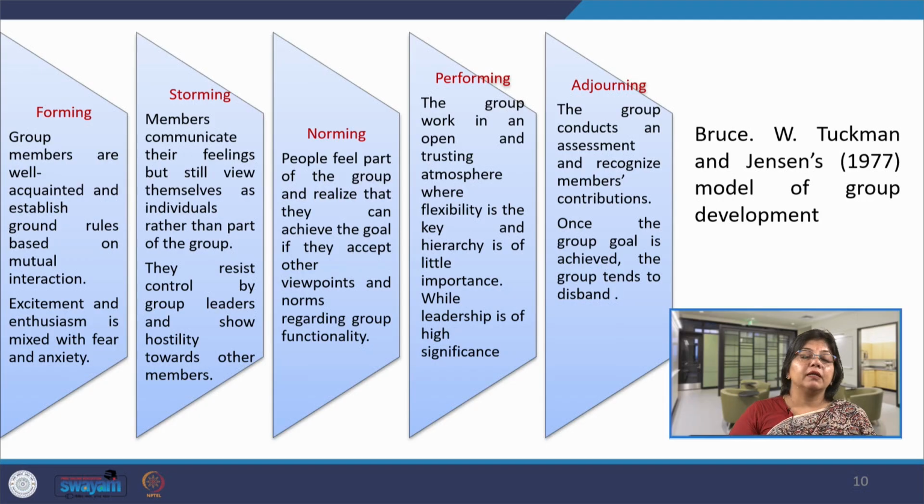No doubt people are there for some common purpose, there is a lot of excitement and enthusiasm, but at the same time the members also experience fear and anxiety about how members will respond to each other and how the group will function in future. So, this is the feature of the first stage, that is forming. As soon as a group is formed, it leads to another stage, that is storming.